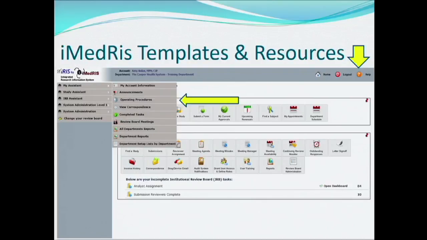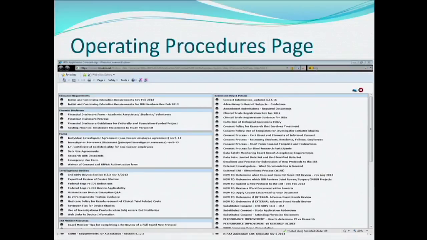So when you first log in, this is what your screen will look like. You'll have a dashboard where you can easily access your studies and your forms. There's a number of different things that you can do, and we'll talk about what some of those features are. If you click on either of those locations, this is what you'll get.